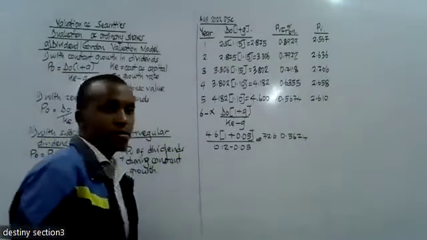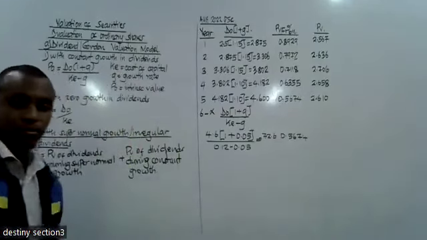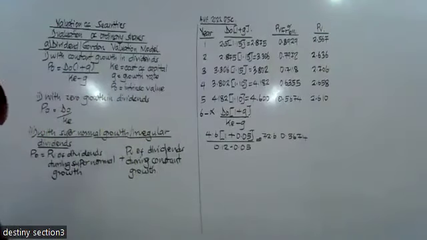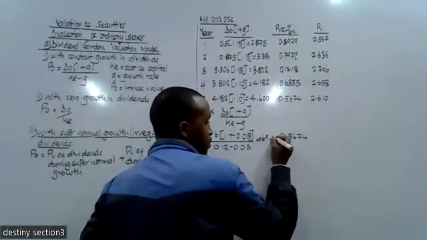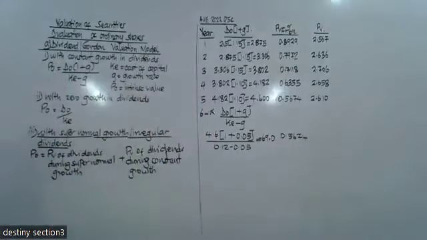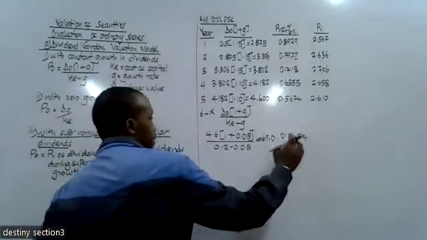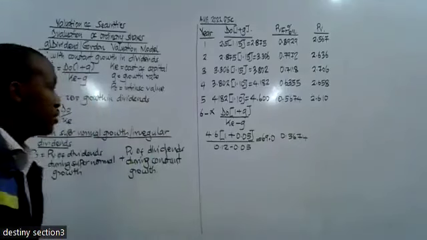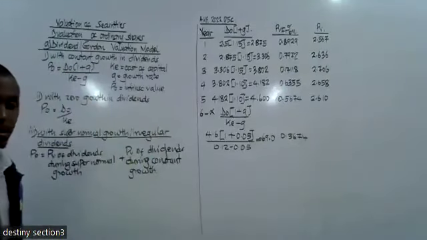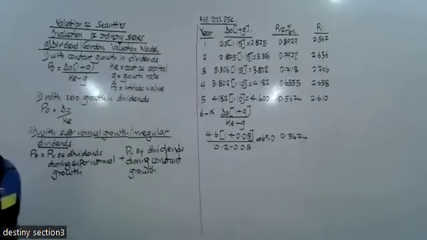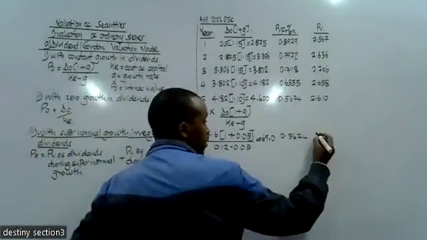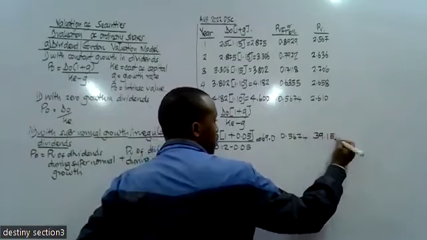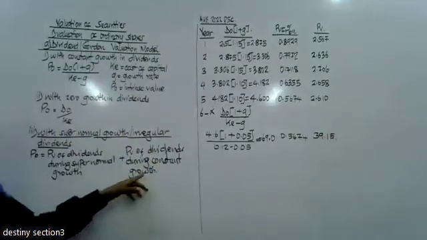I hope this number is all right. I'm getting 69. Then you discount at the present value of year 5, which is 0.5674. You get 9.15. That is the present value of dividends during constant growth.